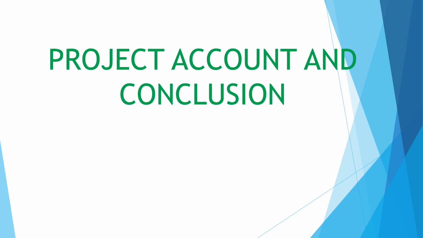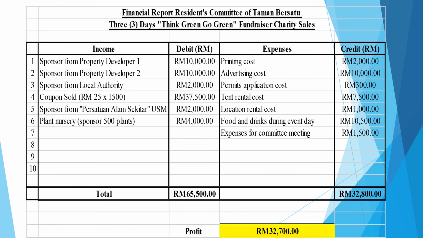And now we go to the next slide, the project account and the conclusion. As you can see from here, in this account we have one part on the income of the project, and the other part is the expenses. From the income side, we get a sponsor from property developer 1, $10,000, and property developer 2, $10,000. We have a sponsor from the local authority in the environmental department, Majlis Perbandaran Seberang Perai, $2,000.